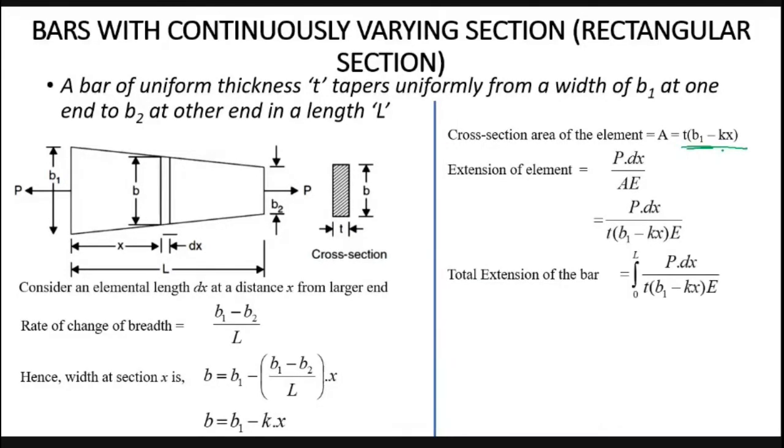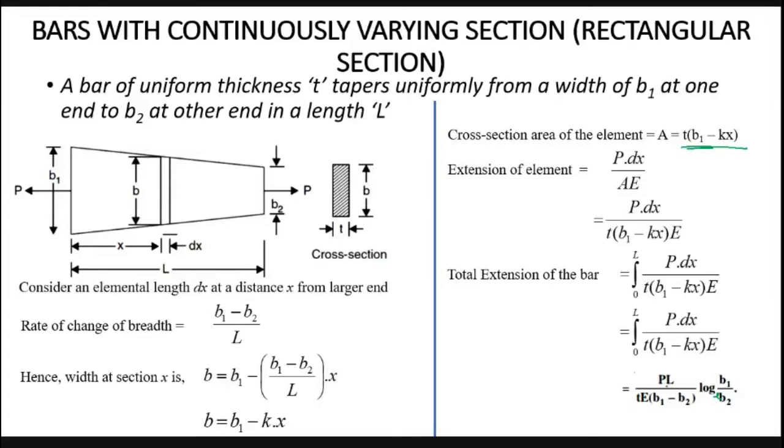When I integrate this, you will get ln. Right? So this is log to the base e. You will get ln, and your formula will be something like this. So this is another way. This is for a rectangular section. So you can have a note.